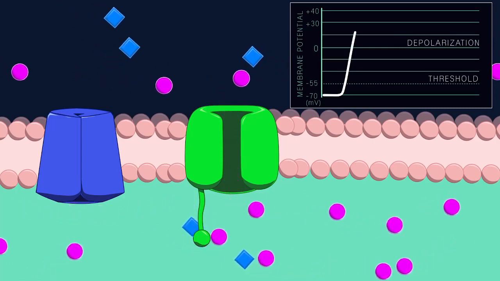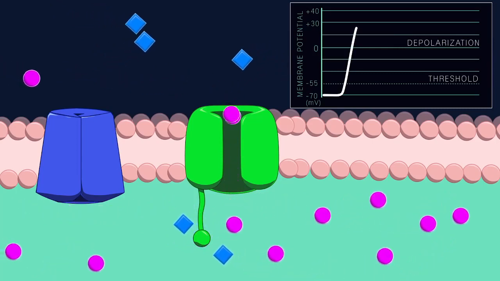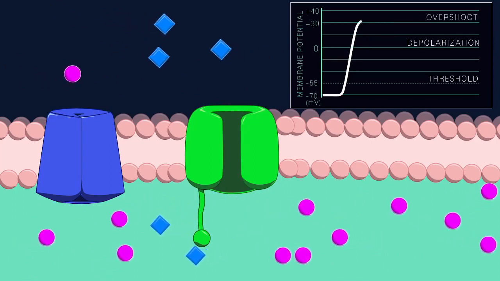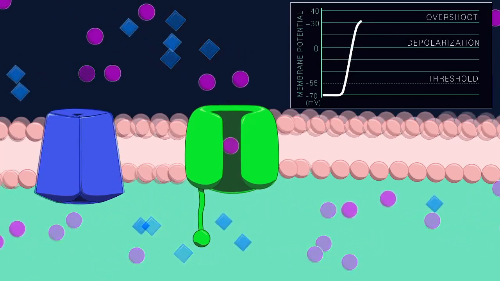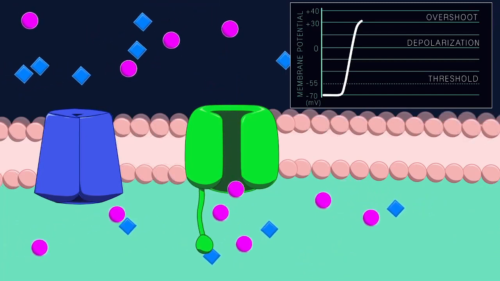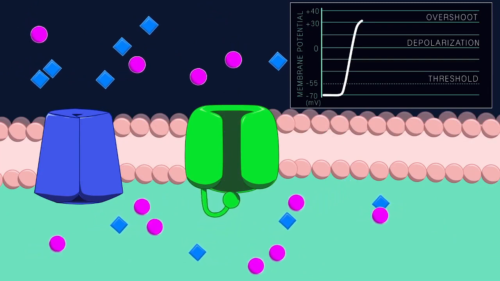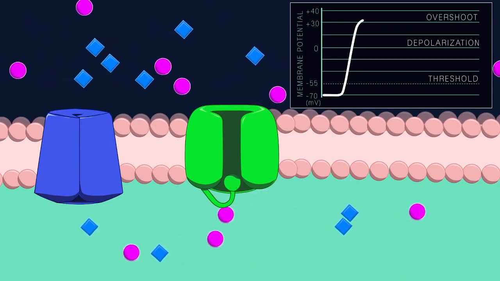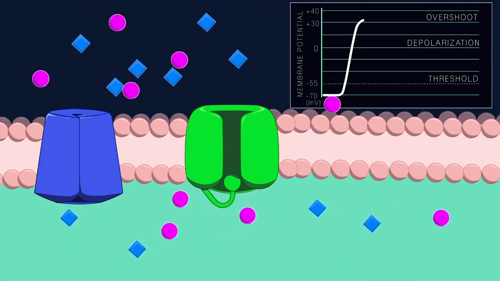Eventually, the voltage gradient goes to 0 and beyond 0, up to a positive 30 millivolts. This is called an overshoot. As the membrane potential becomes positive, the sodium channel inactivation gate shuts, making the channel inactivated. This stops the flow of sodium ions into the cell.